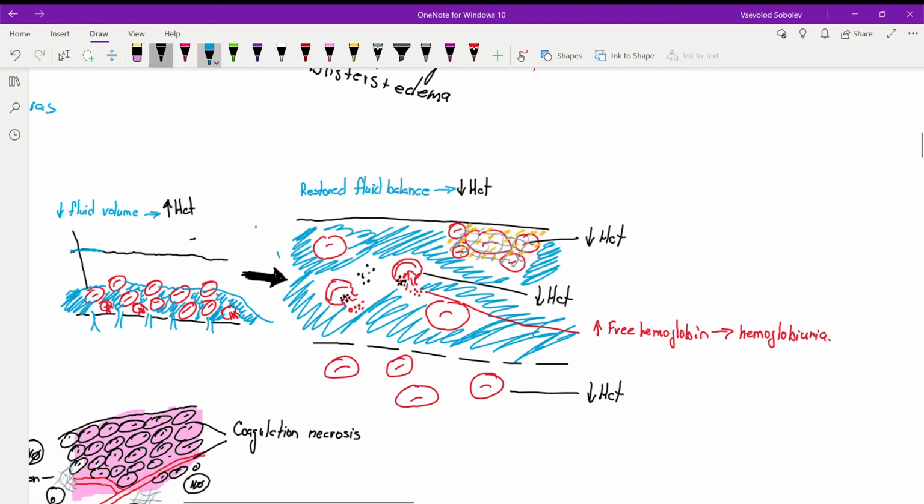Okay, I'll label that if I can label it. Free radicals. Okay. And increased hemoglobinuria, which leads to kidney injury.